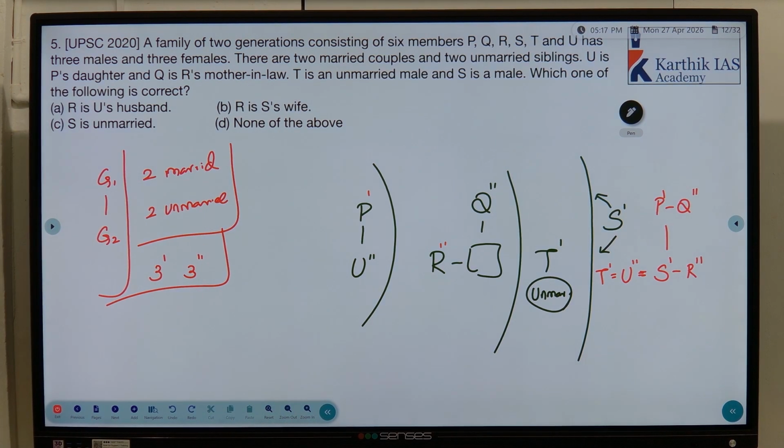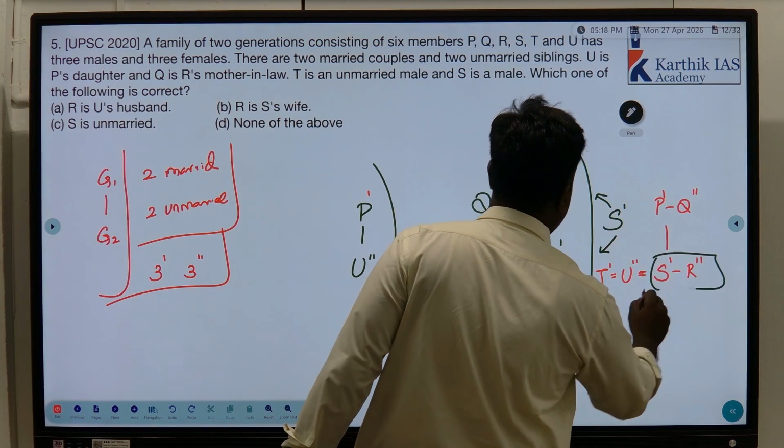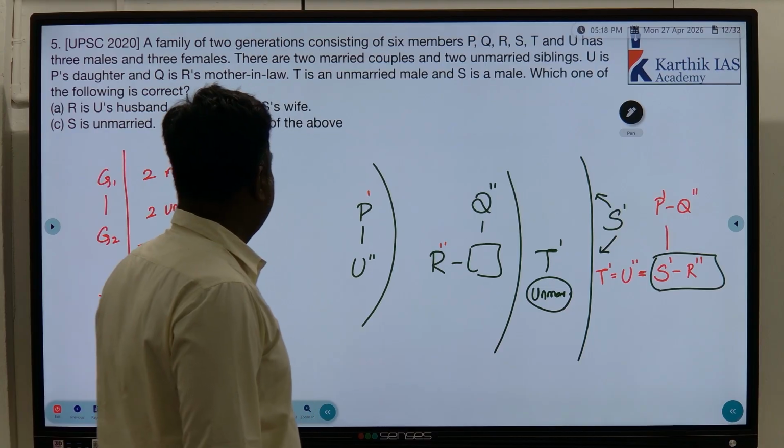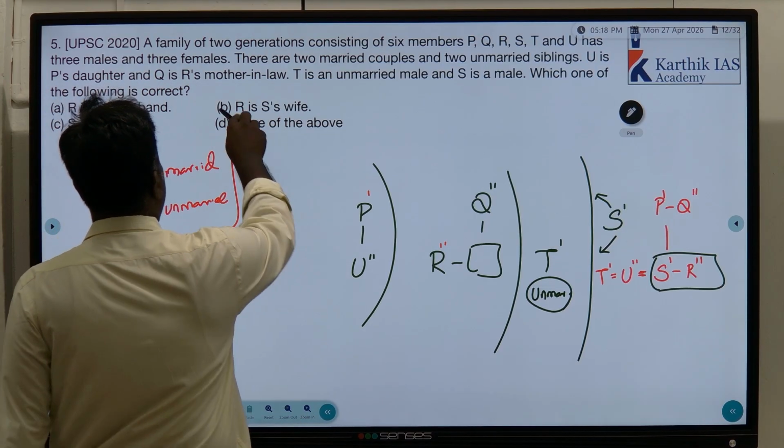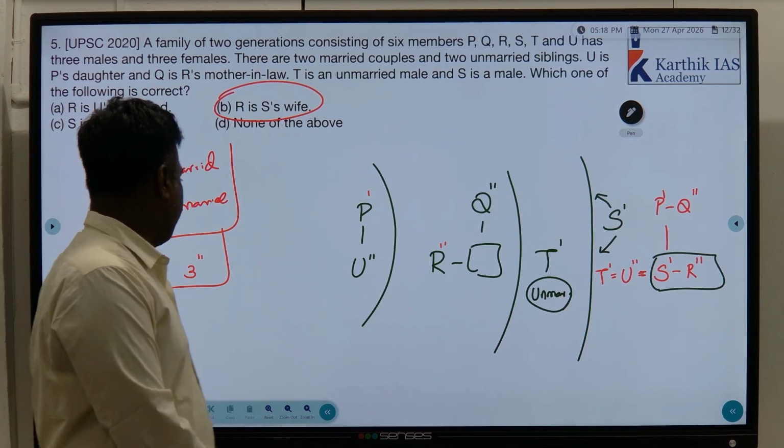So now, R's husband is, which one of the following statements is correct? R is U's husband, that is wrong. R is S's wife, that is correct, right? R is S's wife, that is correct. S is unmarried, which is wrong. None of the above. So that's a conclusion here. That's the point we need to try.